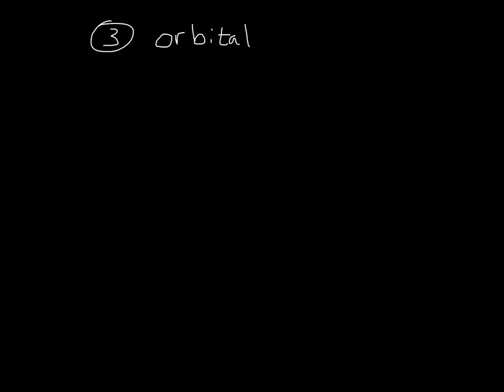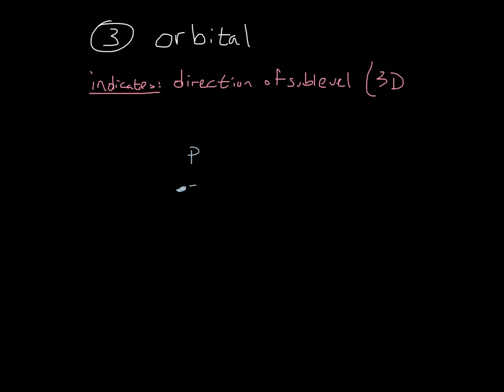So to narrow down the sublevel, we're going to talk about the orbital. So this would be kind of the sublevel of the sublevel. And what this indicates for us is kind of the direction of the sublevel, and that would be in like 3 dimensions. So when we draw pictures like the P's, we drew the P as kind of a dumbbell shape-ish. Okay, that's flat though, that's 2 dimensions.